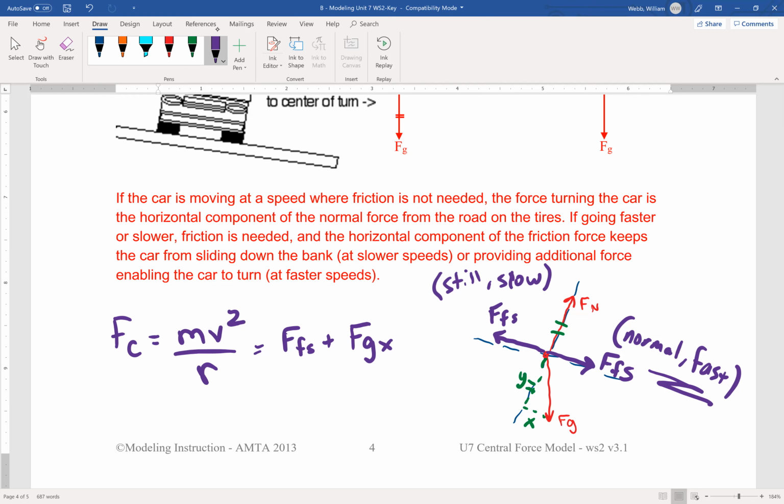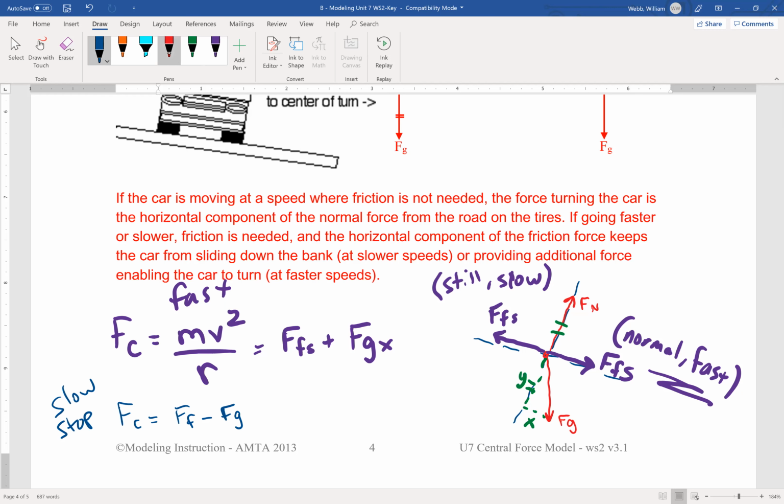So let me change colors here. This is if it's fast. If it's slow, I'll switch colors here. Then you'd have to find the difference between the friction force and, let's see, the friction force and the weight force. So instead of adding them together, you'd find the difference. That would be if it's slow or stopped.